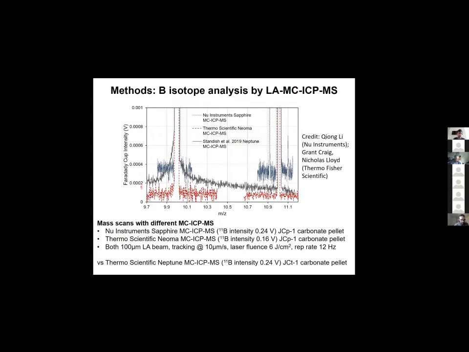And on this plot, it's another series of mass scans. The one from the previous figure is this grey one, so this is from the Neptune. And then I've added two others on here. This upper one in blue is from a New Instruments Sapphire multi-collector. This bottom one, the red one, is from a Thermo Scientific Neoma.